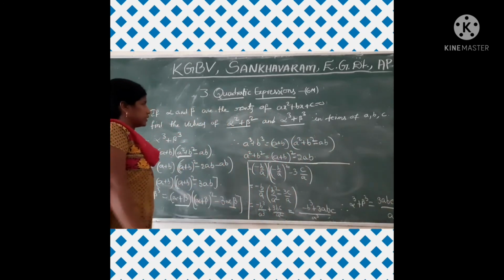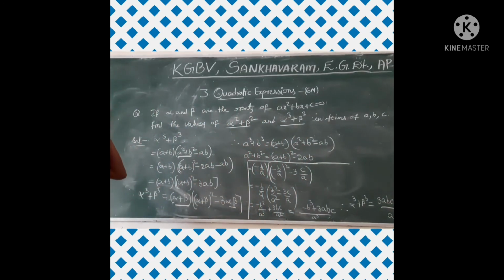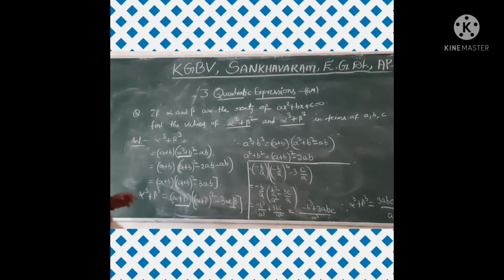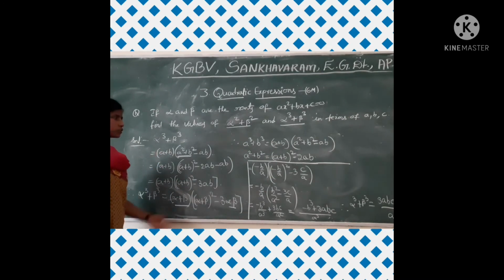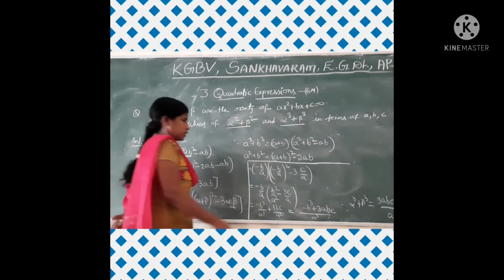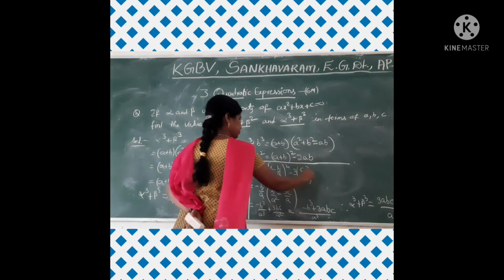Okay, understand? Here given alpha and beta, we find alpha square plus beta square and alpha cube plus beta cube. First, we change to the general forms using some formulas. Then substituting the sum of the roots and product of the roots values, we get this value.